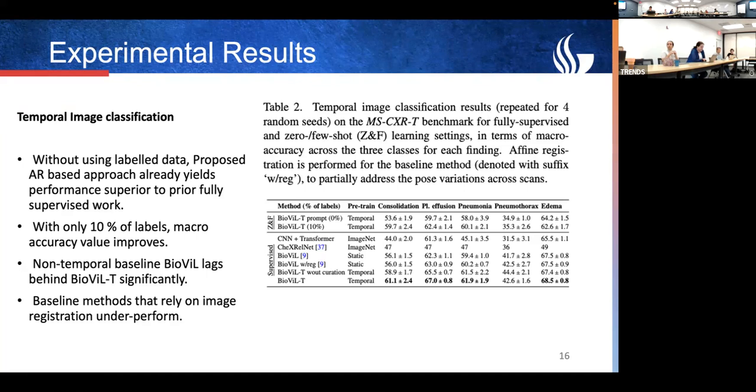gives us 68 on edema, 67. How does this compare with unsupervised on the same task? Do you have this table for unsupervised? No, they don't have that. I just wonder if supervised, unsupervised, or self-supervised is needed at all. So the first part is self-supervised, right? First they used 0% labels, which is zero-shot learning, and then 10% of labels for few-shot learning. So supervised is better. Yeah, supervised is better.